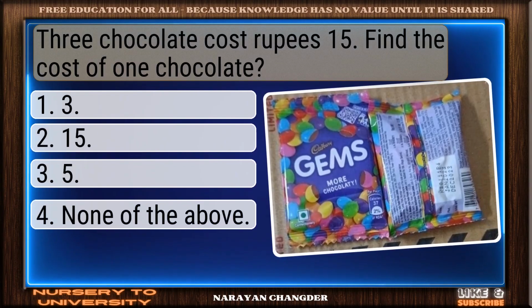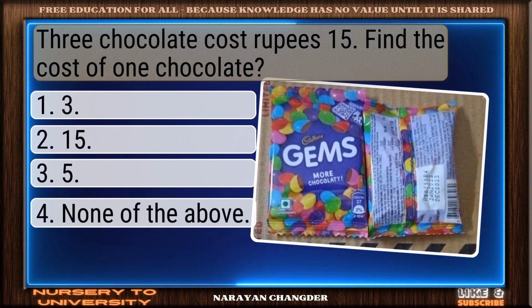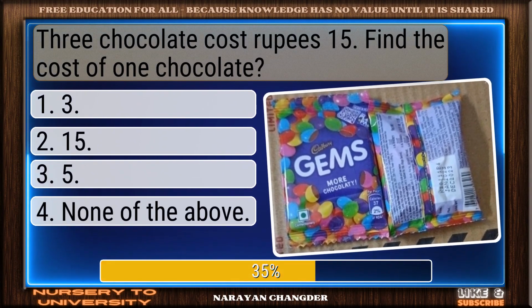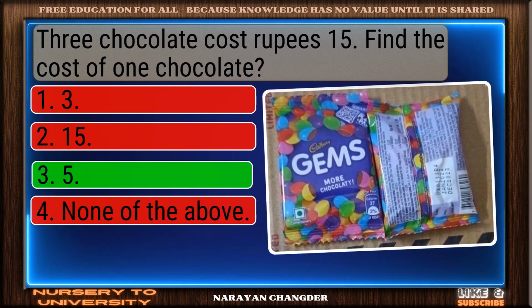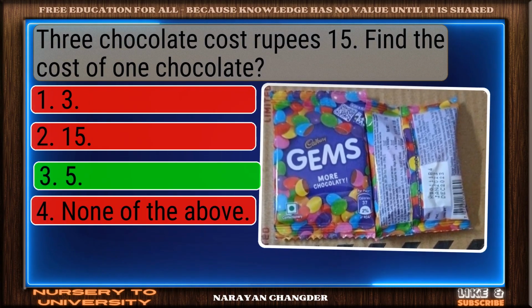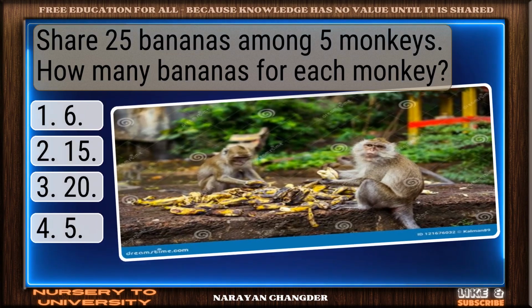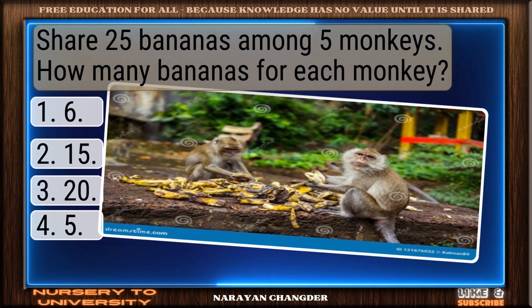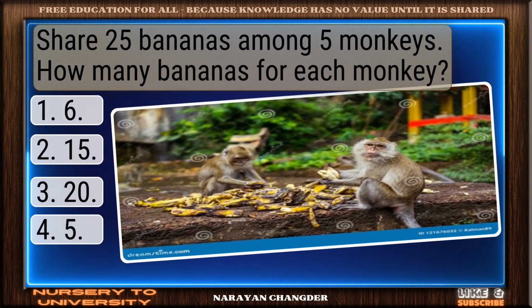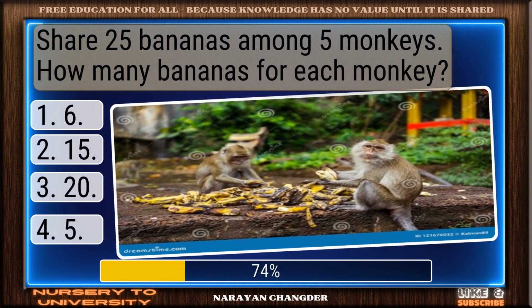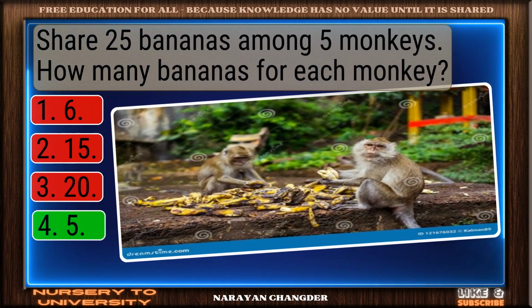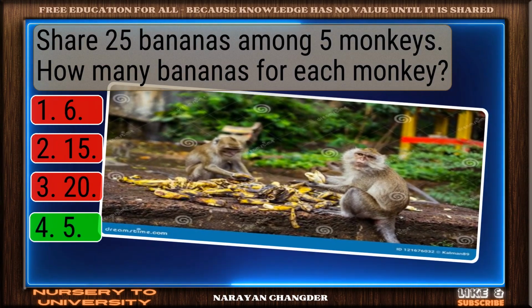3 chocolate cost rupees 15. Find the cost of 1 chocolate. Correct. 5 is the right answer. Share 25 bananas among 5 monkeys. How many bananas for each monkey? Perfect. Phi is the correct choice.